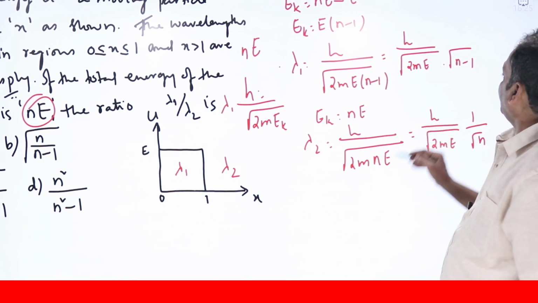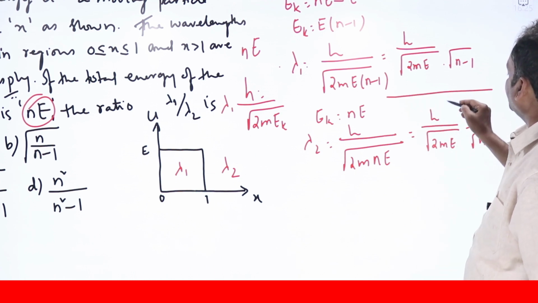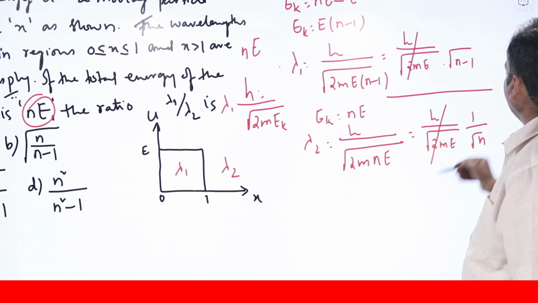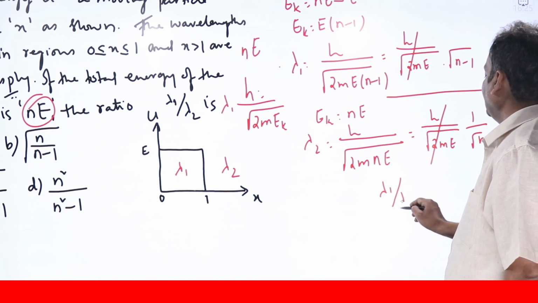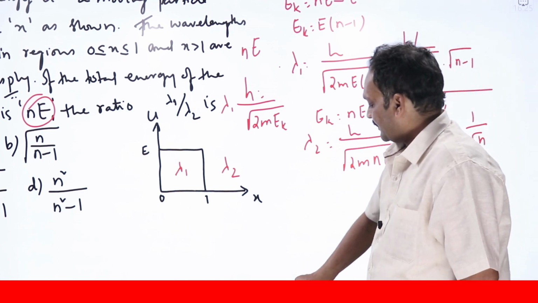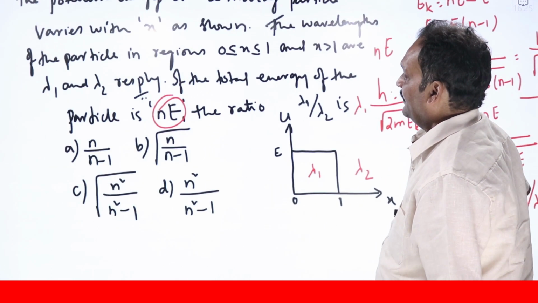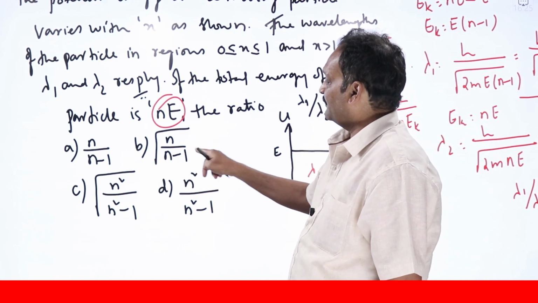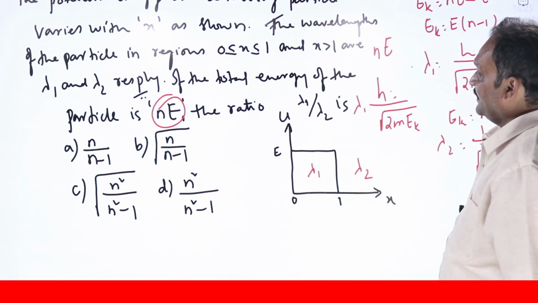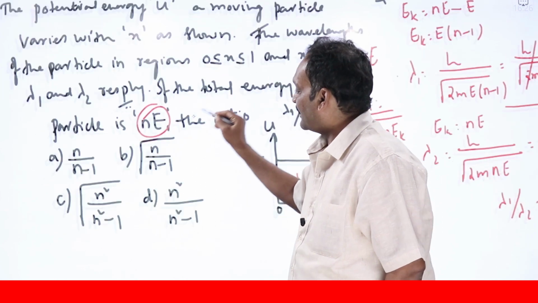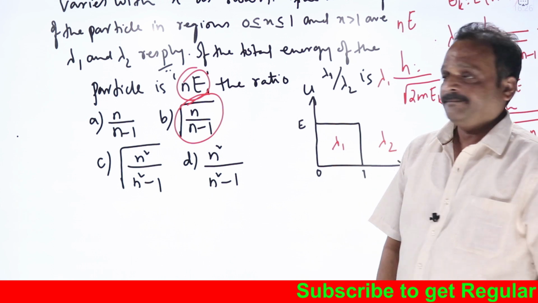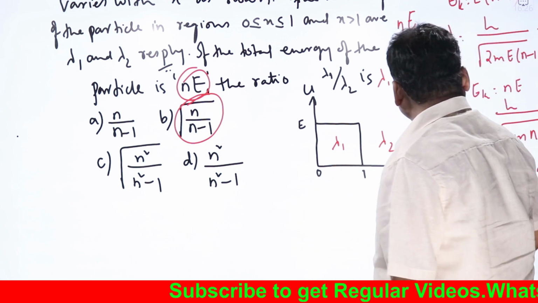Now lambda 1 by lambda 2 means this by this. H by under root 2mE gets cancelled. Root N minus 1 by 1 by root N, that is nothing but lambda 1 by lambda 2 equal to root of N into N minus 1. So what are the options given? Go through the options: N by N minus 1, root N by N minus 1, N square by N square minus 1. Here it is: root of N into N minus 1 is the correct option. Next we'll go to the next problem.